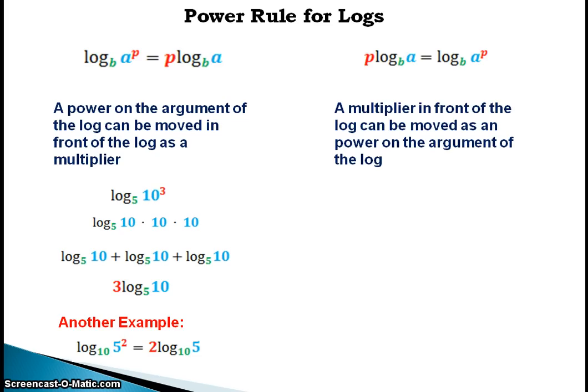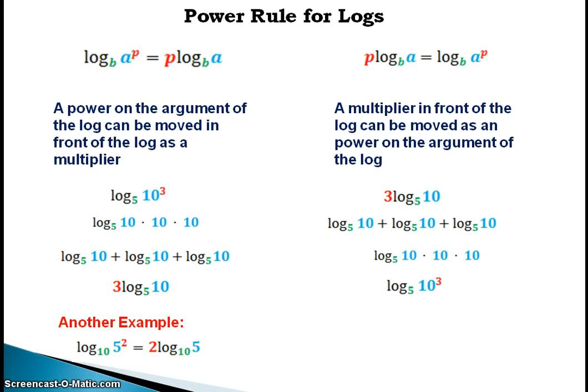And that works the other way around too. If it started out as a multiplier in front of a log, I can move it to be an exponent of the input of the log. So if I started with 3 times log base 5 of 10, I can rewrite that ultimately as log base 5 of 10 to the third power. Here is another example of that. Pause now and write down all of the examples on this slide.